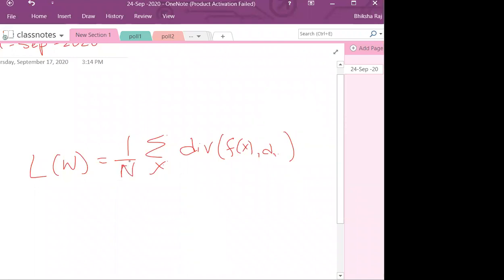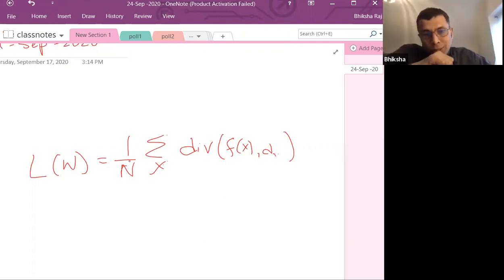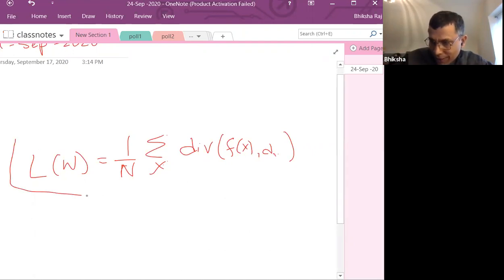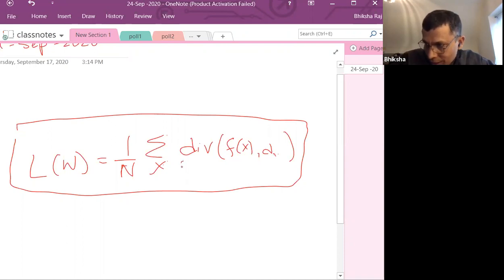We have a whole training data set, so we need to do an average over the entire training data, right? This is the loss part. This is the loss function that we want to minimize. Now, consider this guy. Is this a function of the weights?